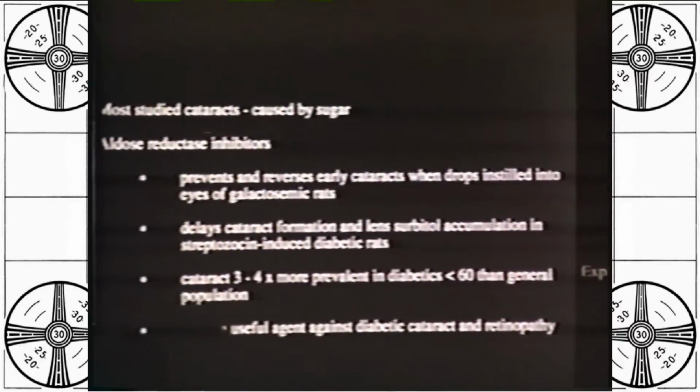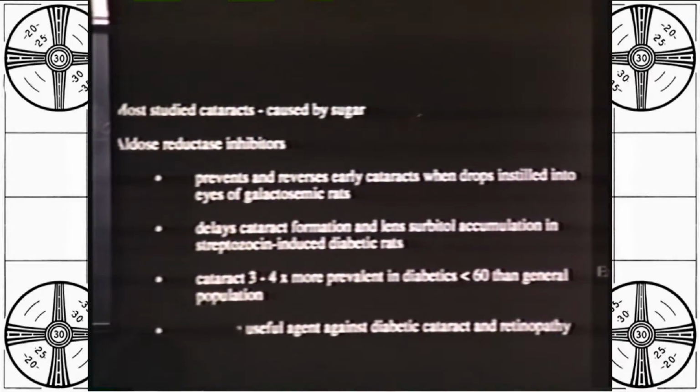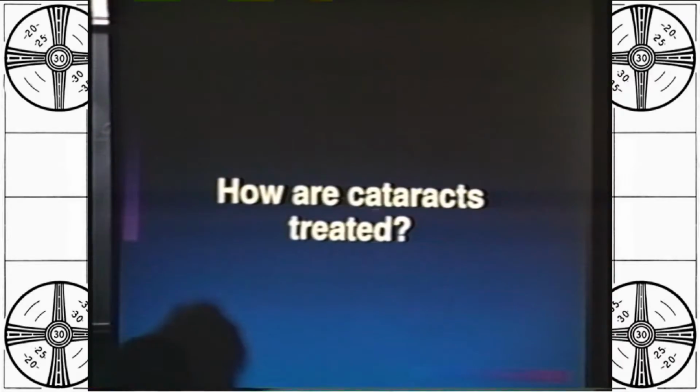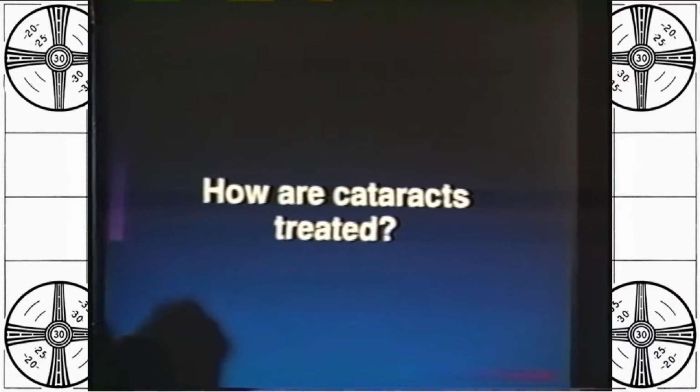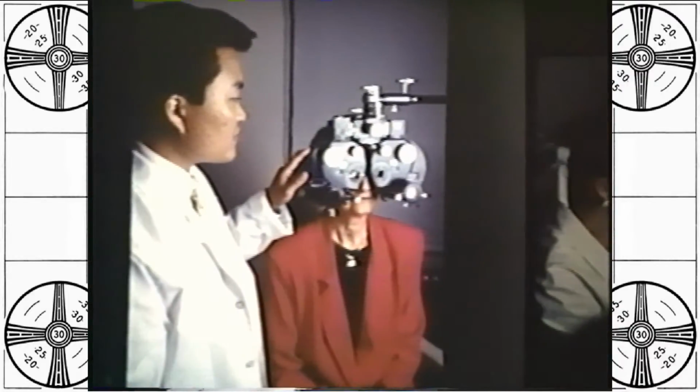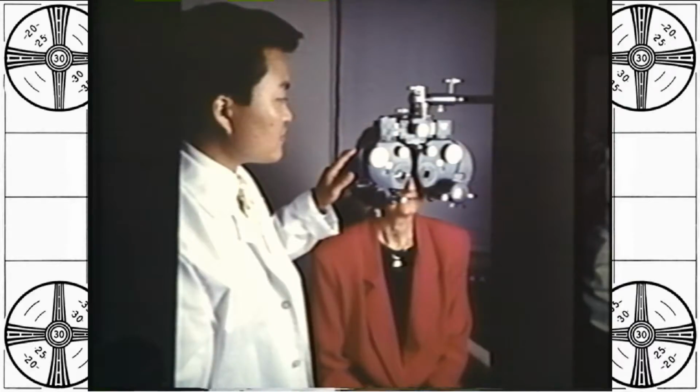So just to tell you a last few things about some of the research, the most studied cataracts are those caused by sugar. How are cataracts treated? Again, no medical treatment. These super pinhole glasses you see on TV don't work. Eating lots of carrots won't work, and there's no magic bullet. Early on, frequent refraction and changing your glasses may help, and this may need to be done every 6 to 12 months for somebody.